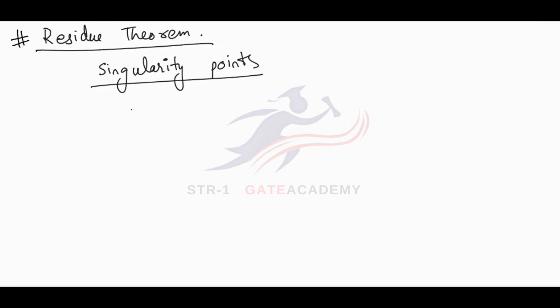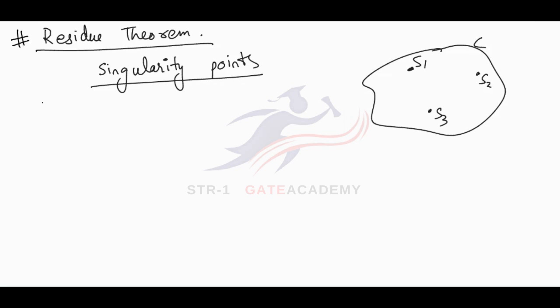So what is the residue theorem? The point where the function is not analytic is called a singularity point. So in a function, let's say there are certain points, let's say this point, and this point. These 3 points, the function is not analytic. Otherwise, it is all analytic in this closed curve. So these 3 points will be called singularity points, S1, S2, S3.